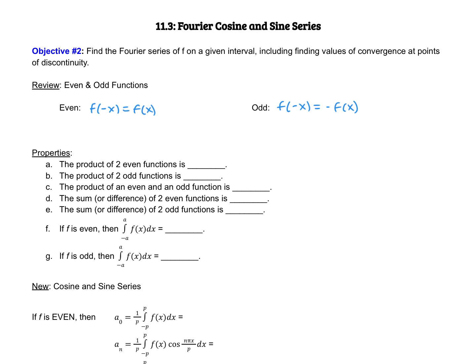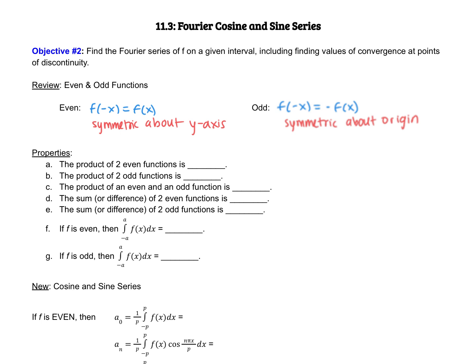Well, even functions are symmetric about the y-axis. Odd functions, on the other hand, are symmetric about the origin. And then reviewing some properties of even and odd functions.